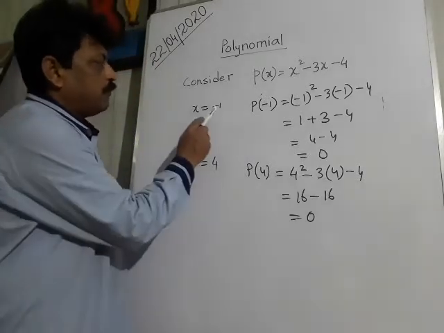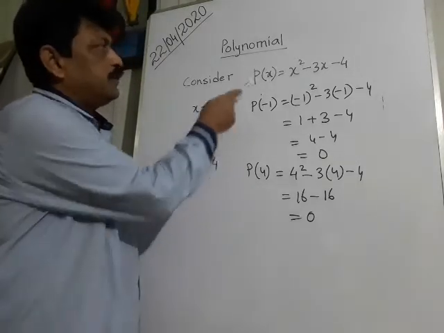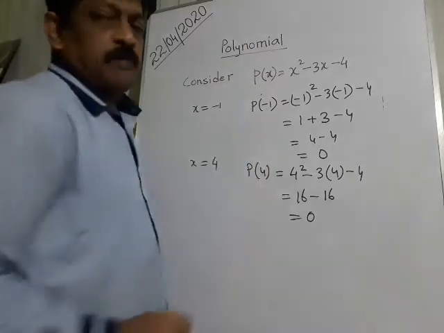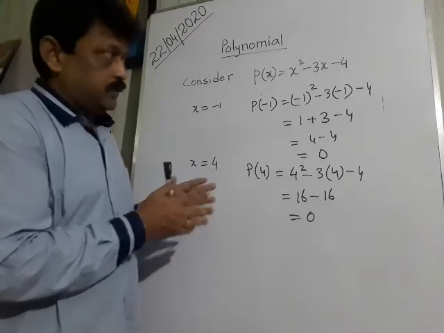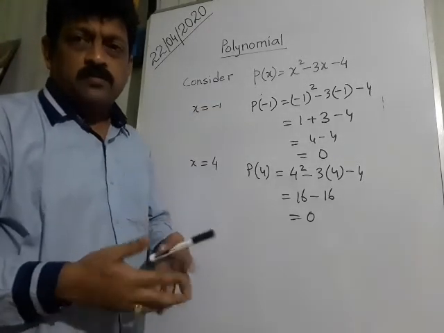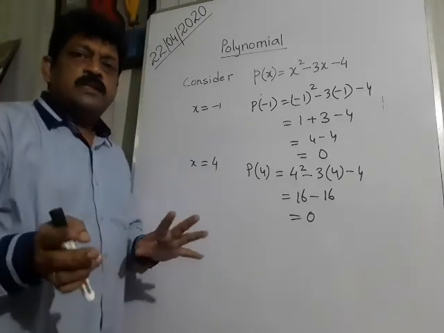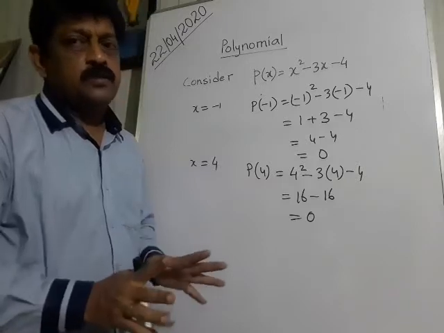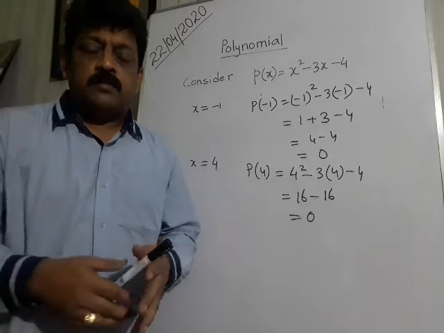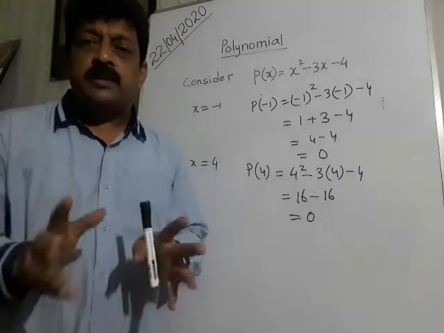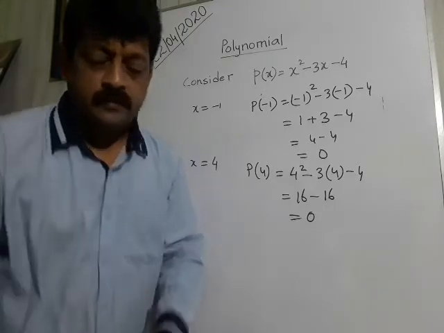So this minus 1 and 4 are known as the zeros of the polynomial x square minus 3x minus 4. Means if we put any real value of x in the polynomial, x or y or z, and the value becomes 0, then we will say that that real value is the zero of the polynomial. So if we put any real value k and we get p(k) equals 0, then we will say that k is the zero of p(x). Let me show you.